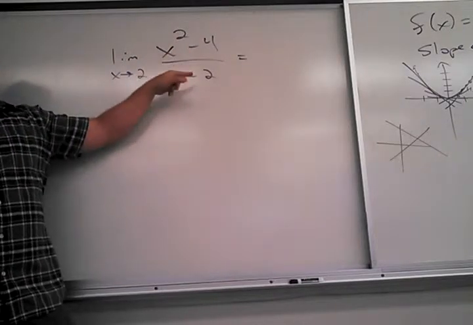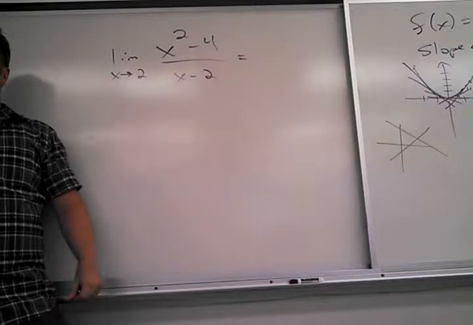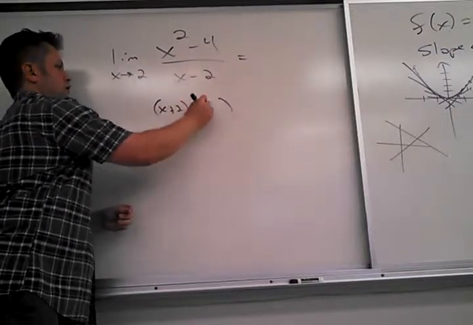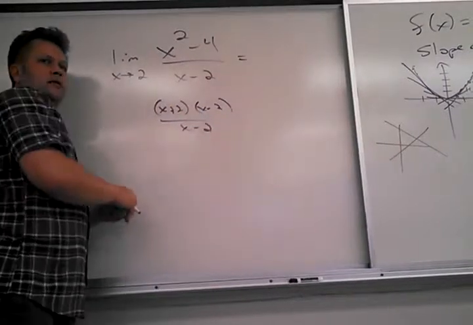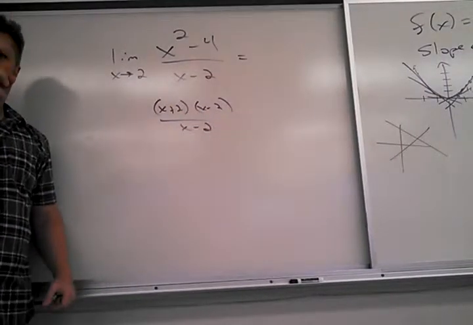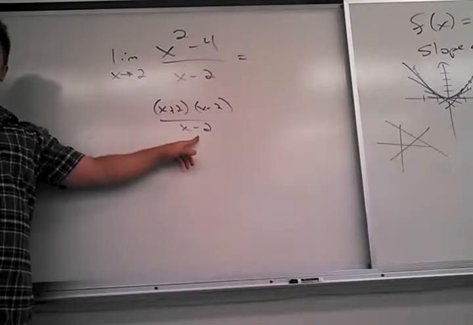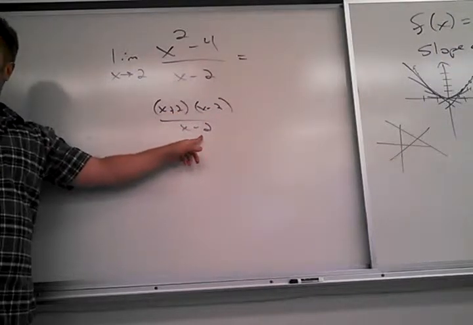What can you do with this algebraically? You can find out. Factor the top, and what would happen? x plus 2, x minus 2 over x minus 2. Now, does that mean there's a hole? You guys know this. There's a hole. I like it. You're only allowed to cancel these as long as x is not 2.